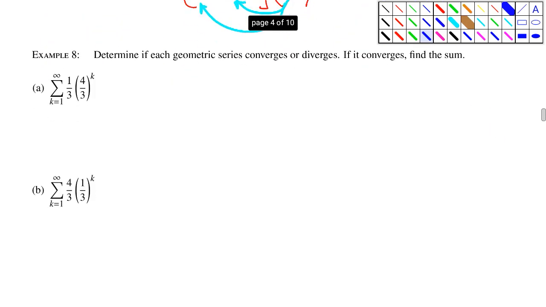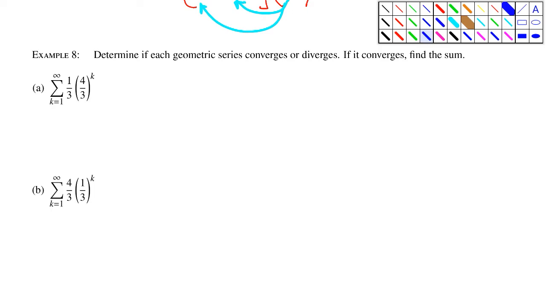Let's look at example 8. Determine if each geometric sum converges or diverges. If it converges, then find the sum. Let's look at example A. Find the sum as k goes from 1 to infinity of 1/3 times (4/3) raised to the k power.